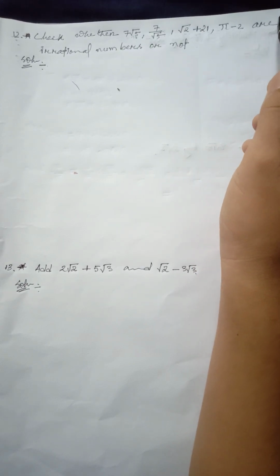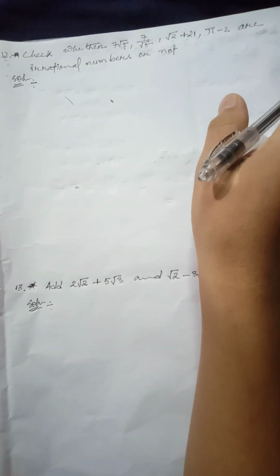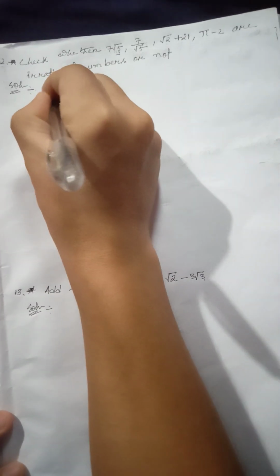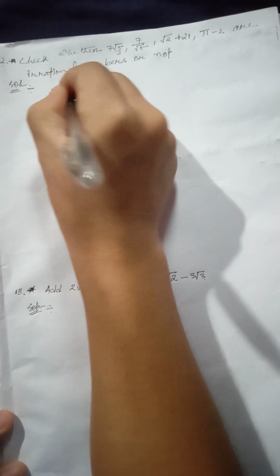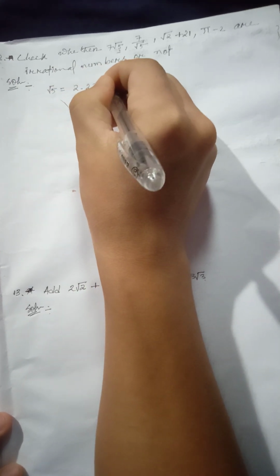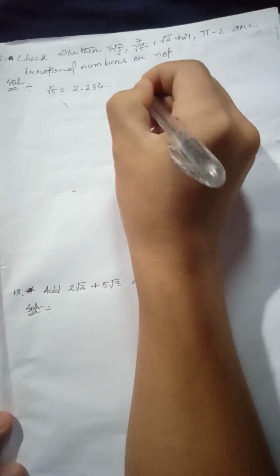All right, then let us proceed. Firstly, let us write the value of root 5. The value of root 5 is 2.236. Let us take up to this. The decimal expansion of root 5 goes on like this, but let us take up to this for easy calculations.